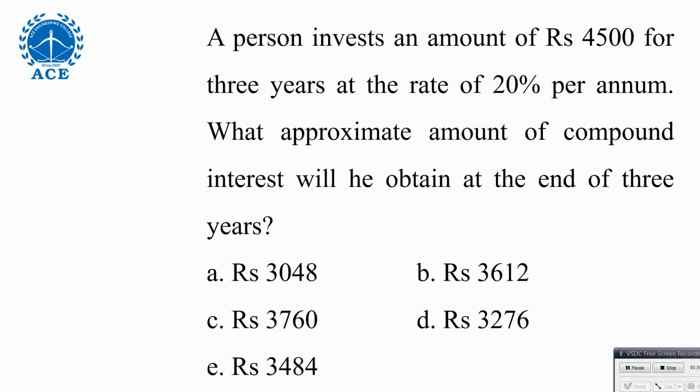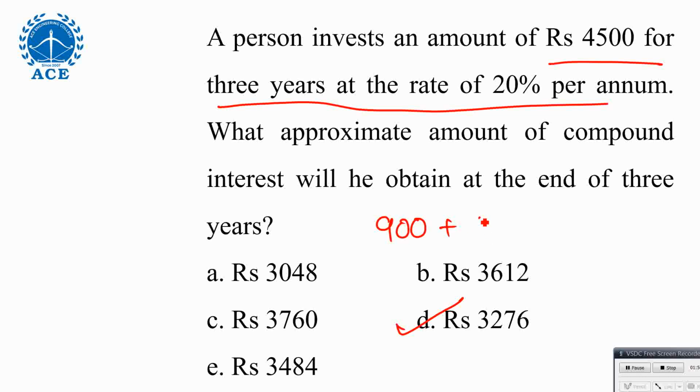This question I think we discussed. 4,500 investment for 3 years at 20% per annum. Answer should end with 6. We check the units place. It's like 900 plus 1080 plus 1296 it seems, 3 years. Alright, so 3276. These topics please prepare when you get extra time: simple interest, compound interest related stuff, time and work related stuff.